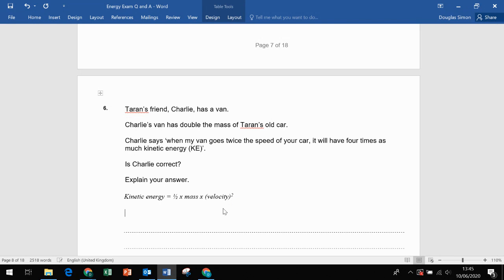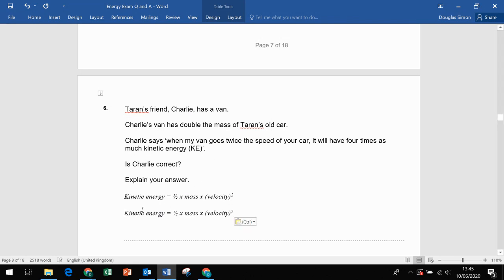All right, this is what we of course need to write down first. So Charlie's van has double the mass. So let's do Charlie's van. So if we double the mass, we're going to have 2 times the mass. But if it goes twice the speed, what's going to happen? So 2 times velocity. Okay.